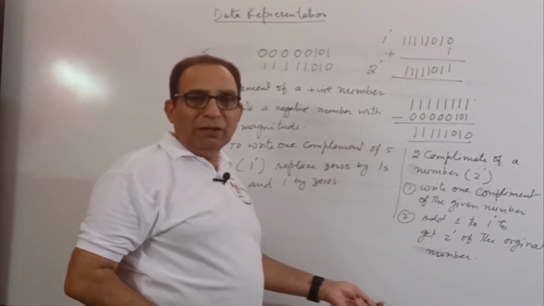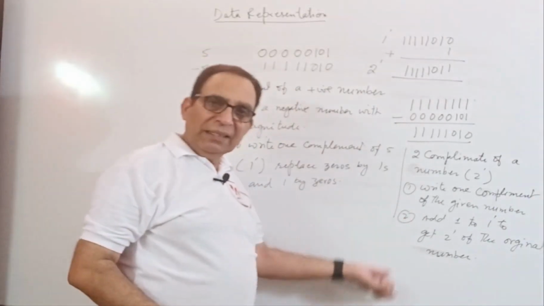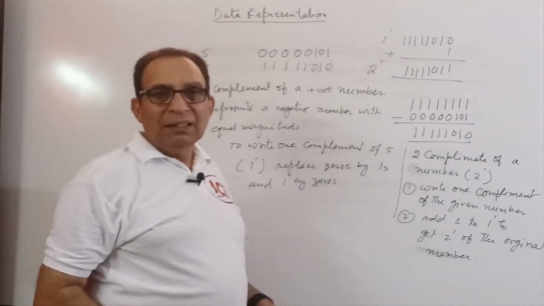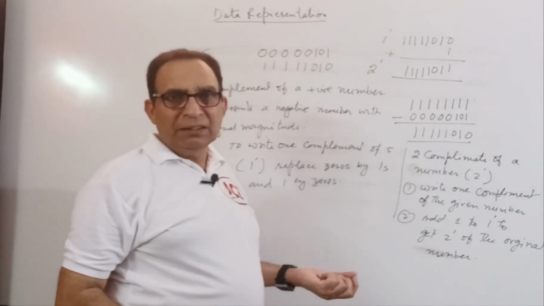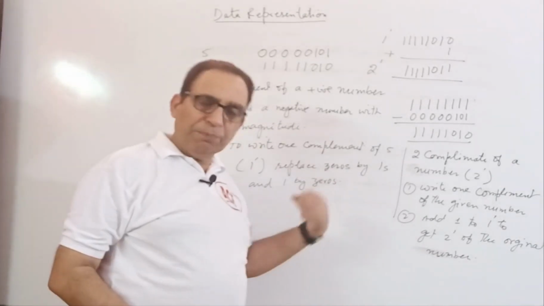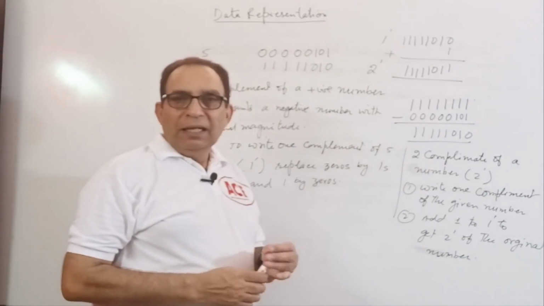You have now learned to find the 1's complement and 2's complement, and these complement numbers are nothing but the representation of a negative number of magnitude of its positive number. That is about it.